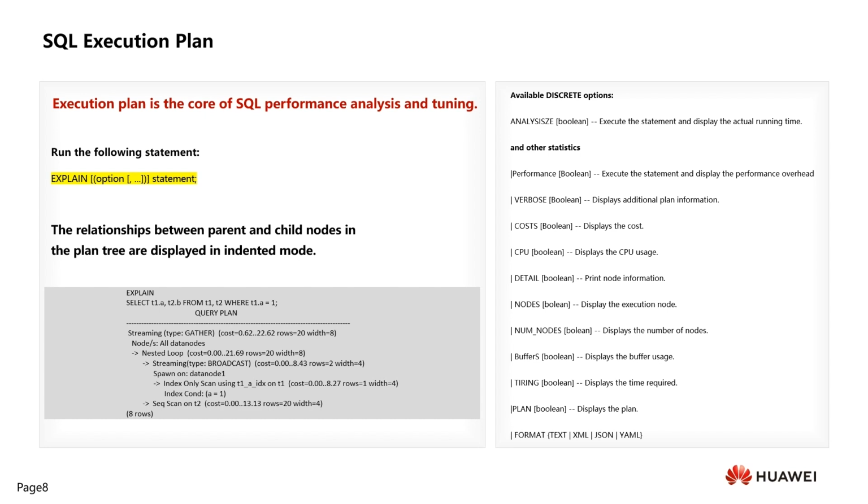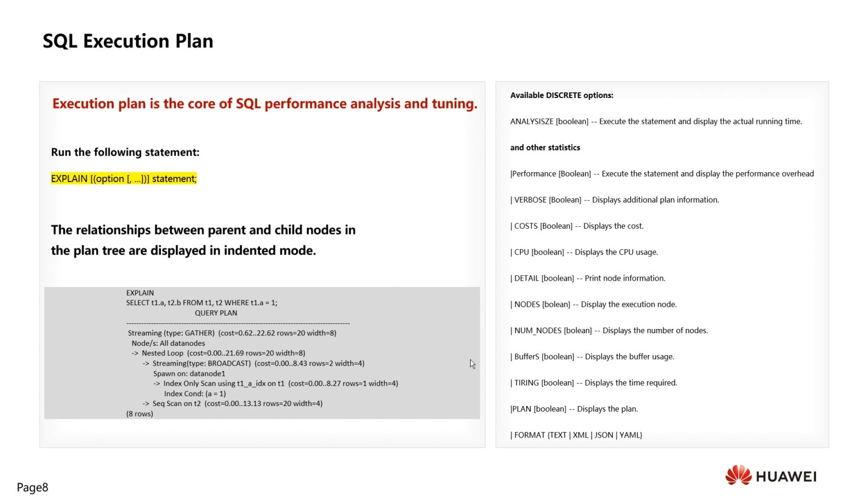And on this page, let's have a closer look into the execution plan because it's really important. If you look at the right-hand side of the screen, you will see a bunch of available options. These are all the options that we can add after the explain keyword to add or take away some information. For instance, we could use the explain analyze keyword to actually execute the statement and display the running time, and run explain cost off to get rid of the cost information.